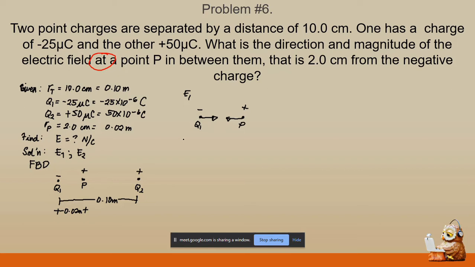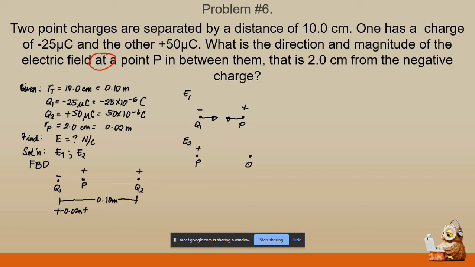Now let's have our E sub 2 here, just under or below our E sub 1. For the free body diagram of E sub 2, we'll just copy what is drawn in our original diagram. So here I have my P, which is positive, and our Q sub 2, which is 0.08 away from P, toward the right.